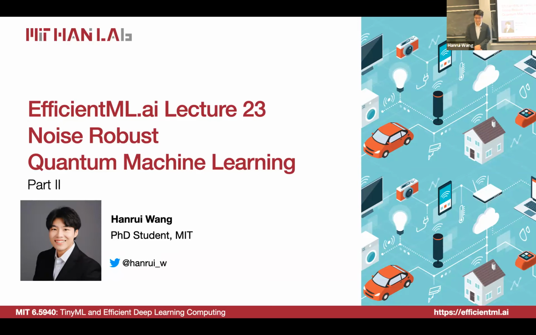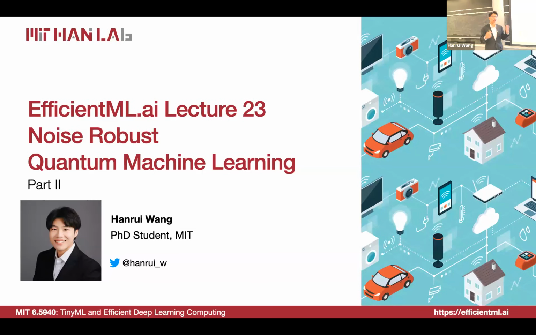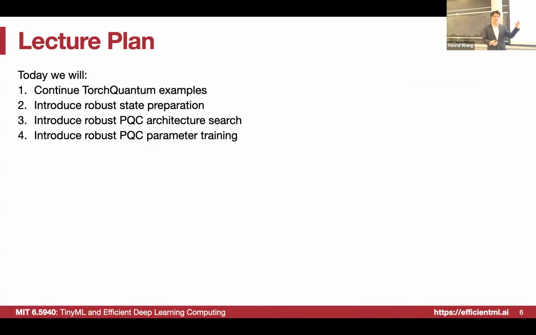Okay, cool. So today we are going to continue the quantum machine learning, especially how to improve the noise robustness on the current device. Just a reminder, last time we mentioned how to construct the whole quantum machine learning pipeline from the encoding to the architecture and also to training the parameters. So this time we also follow a similar structure.